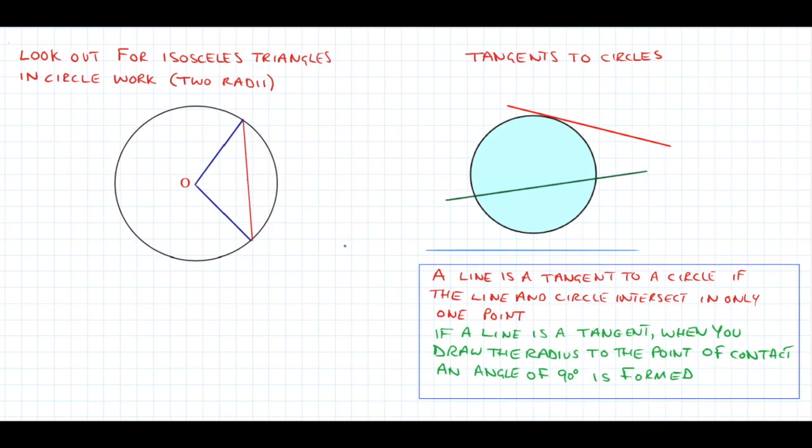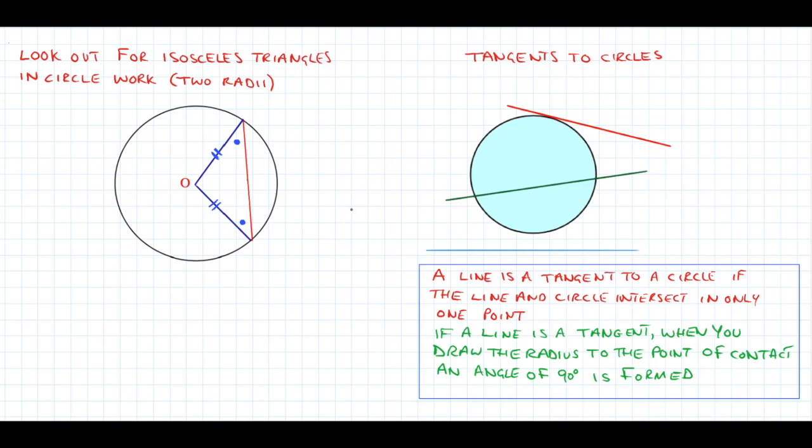The second fact that you need to be aware of is you have to be looking out for isosceles triangles in circle work. And the reason is, if you have two radii, we know these are the same length. So if that's a radius from the centre out to the circumference, and that is a radius, then we know we have an isosceles triangle. And we know that in an isosceles triangle, the base angles are equal. So when we're dealing with circles, we're looking for isosceles triangles.